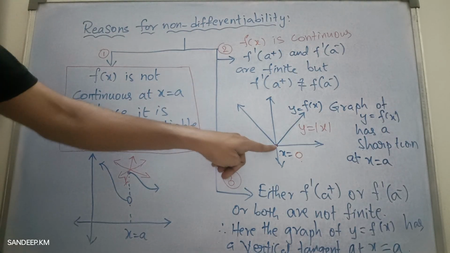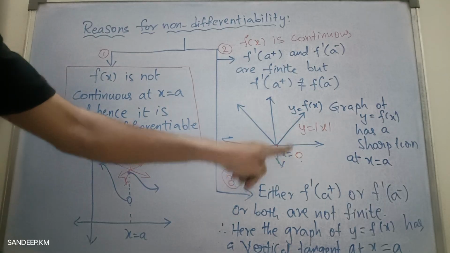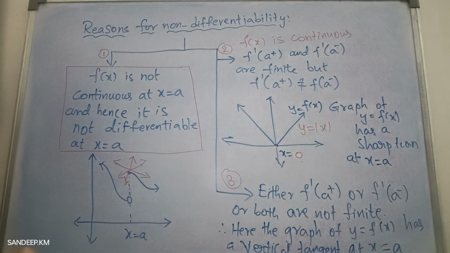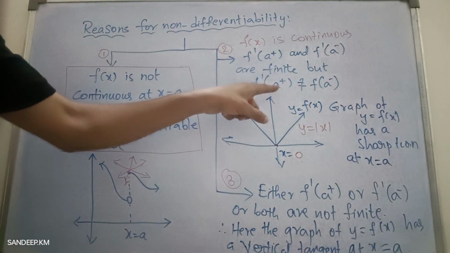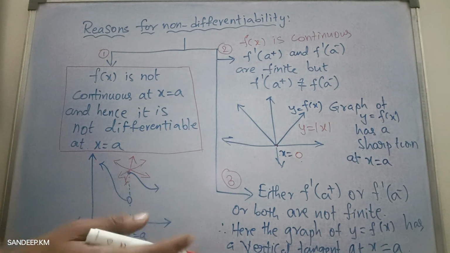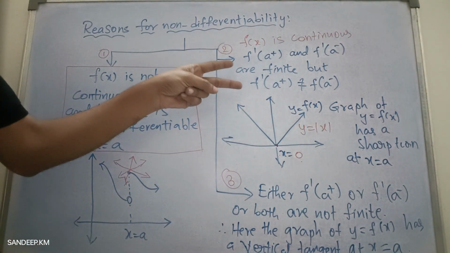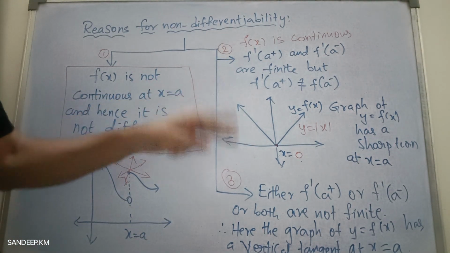Whenever the graph has a sharp turn, at those points the left hand differentiability will not be same as the right hand differentiability. They are finite, both are finite, but they are not equal. Okay, in that case also we can say that f of x is not differentiable. That is the second reason. So okay, now what is the third reason?